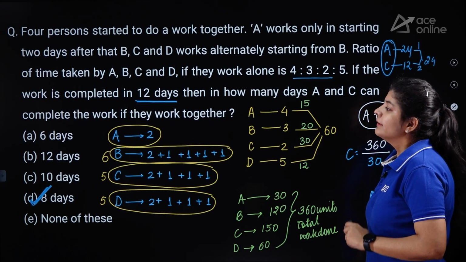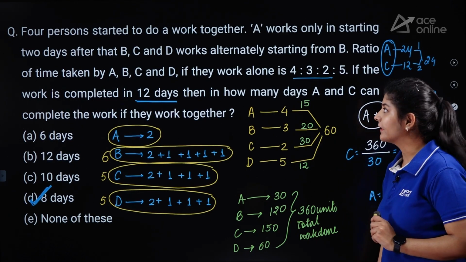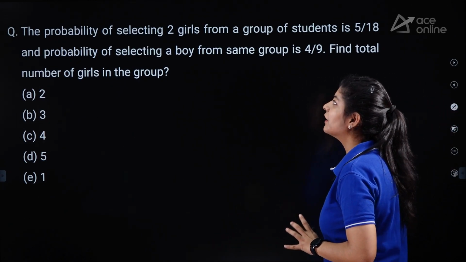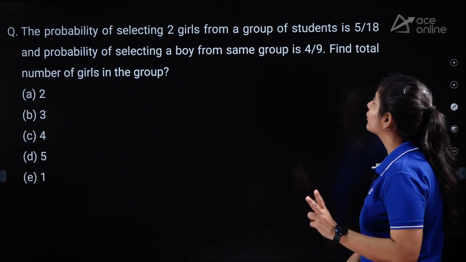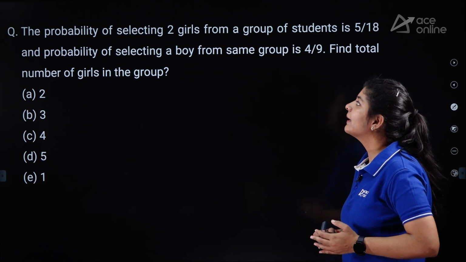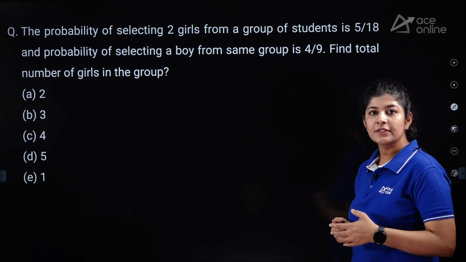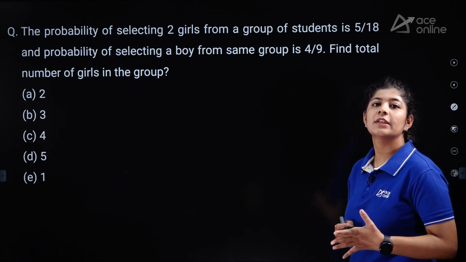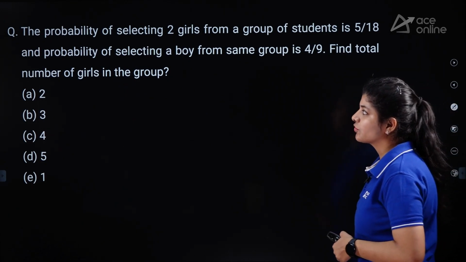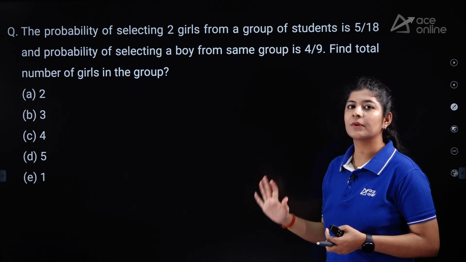Okay. Let's move towards the next question, and let's see what is the next question we are having and how we are going to deal with it. The next question says that the probability of selecting 2 girls from a group of students is 5 by 18, and the probability of selecting a boy from the same group is 4 by 9. Find the total number of girls in the group. Now what we have to do is find out the number of girls in the group. Basically this is a quite simple type of question. If you assume the correct value as the total number of students, then you can easily determine it.